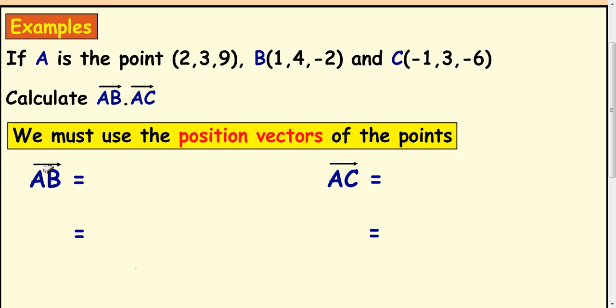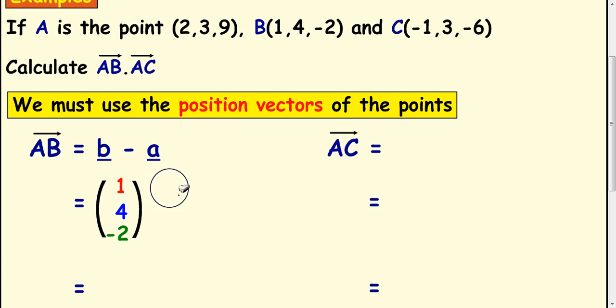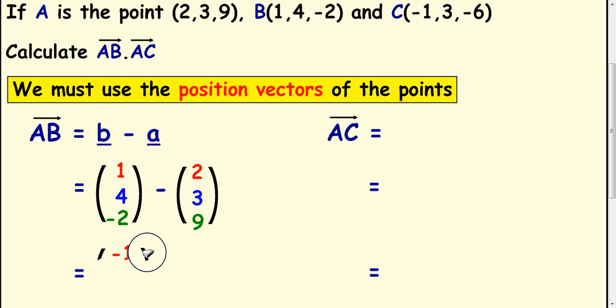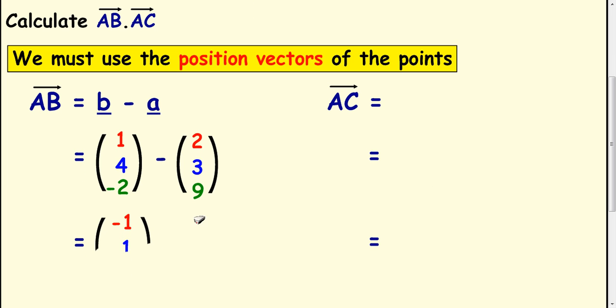So we should know from our position vectors AB is B minus A, where B and A can be taken from the coordinates. So that's (1, 4, -2), and A is (2, 3, 9). Take them away to get AB. So 1 take away 2 is negative 1, 4 take away 3 is 1, and negative 2 take away 9 is negative 11. Just be careful with this. Sometimes this is rushed and people do it wrongly. I would take your time, make sure you get it right and get the marks.